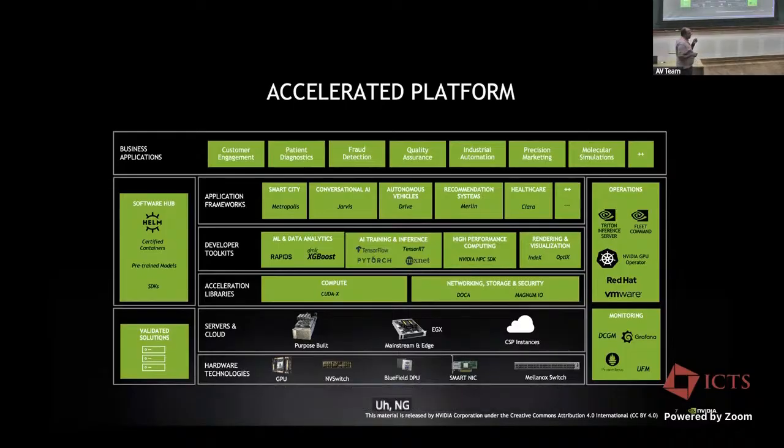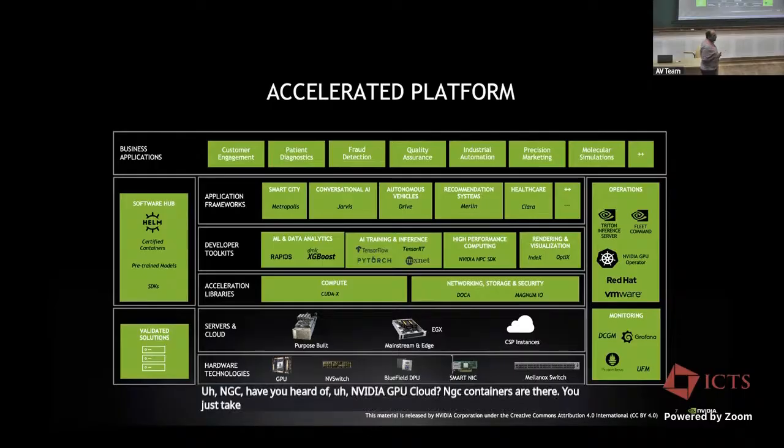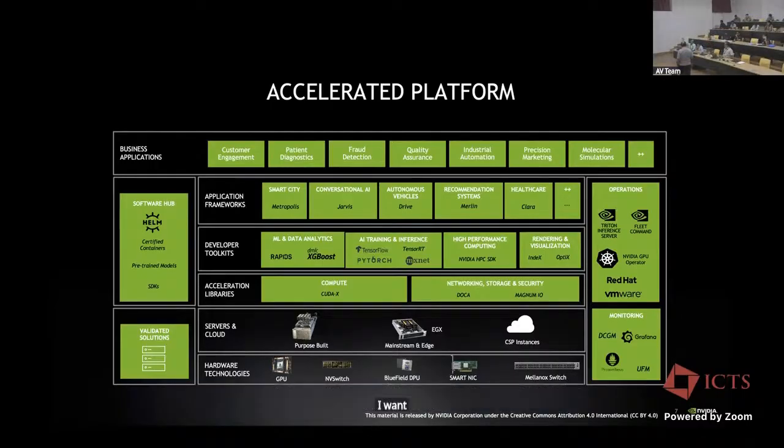Have you heard of NGC, NVIDIA GPU Cloud? NGC containers are there. You just take the Metropolis container, and whatever I want to use from the container, I only use that part. So only that part will be installed. The general facilities are available in the pack, if you want to just use it. Exactly, it's not that every time all the packages are installed.